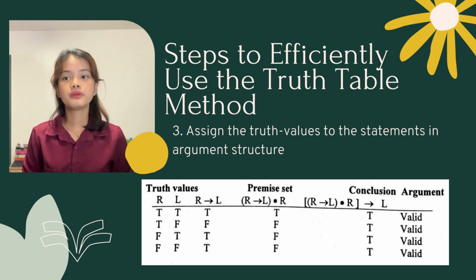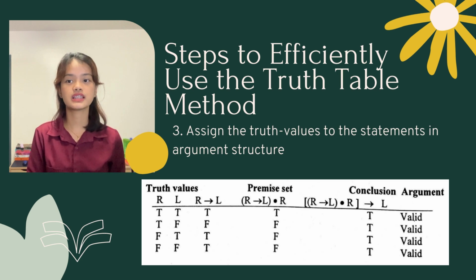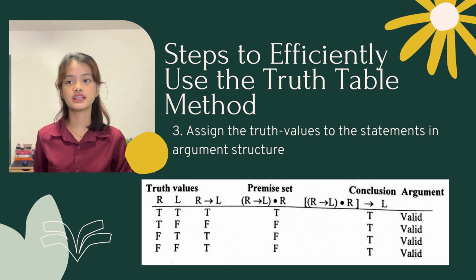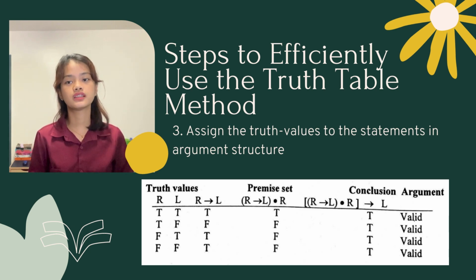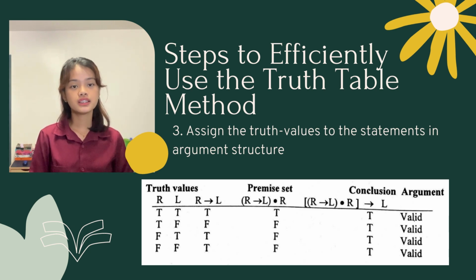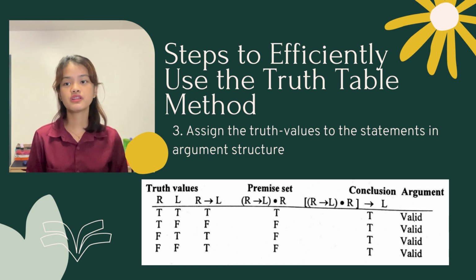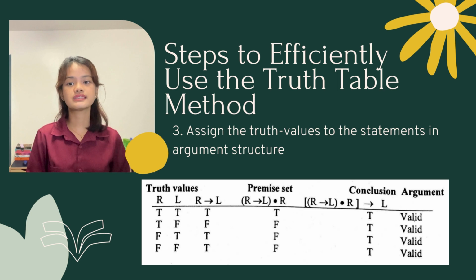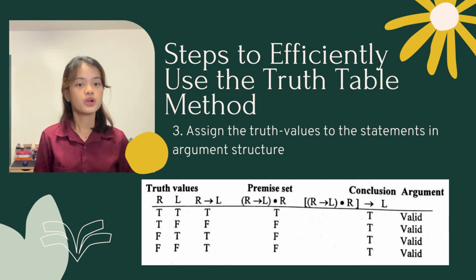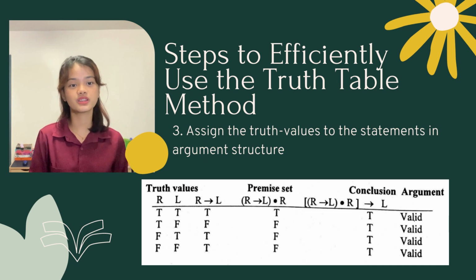Lastly, after makomplete yung table of substitution, we have to assign the truth values to the statements in argument structure. Makikita natin yung table dito sa screen. Please note that there's no horizontal in which the premise set is true and the conclusion is false. The argument form is valid in all possible substitution of the truth value of the statements of the argument. Makikita natin na yung premise set natin ay true, so yung conclusion natin ay true din. Wala tayong makikita na yung conclusion ay false, kaya lahat ng argument na to ay valid.